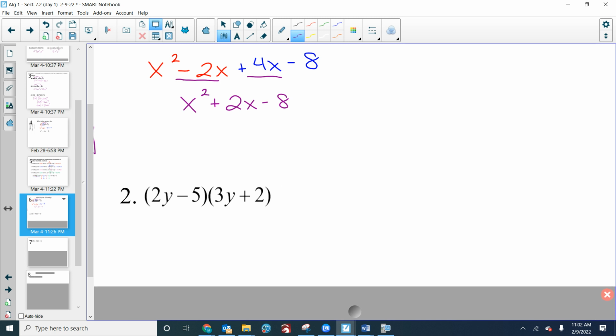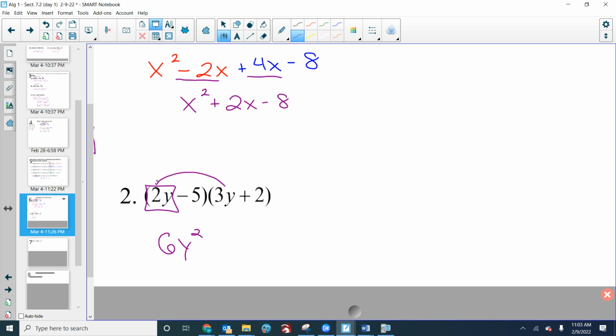Next one's a little more spicy. Got 3 minutes. Let's do this one together. All right, here we go. First terms. I have a 2y times a 3y. Well, 2 times 3 is 6, and y times y is y to the second, y squared. If that's an exponent of 2, squared. Exponent of 3, cubed. Right?